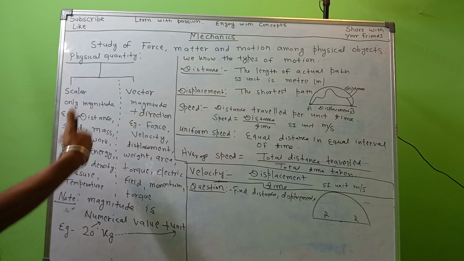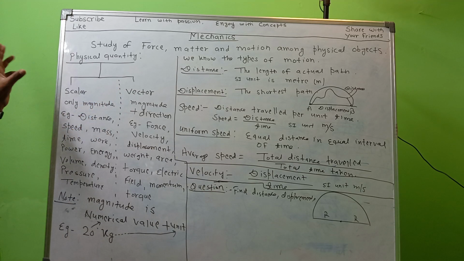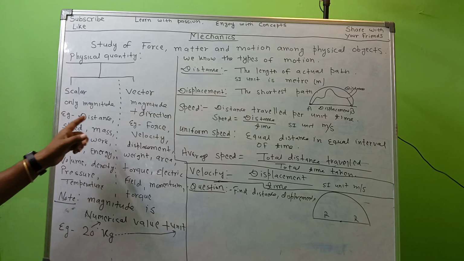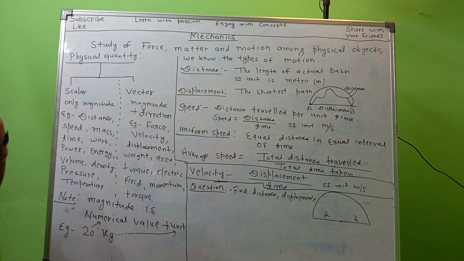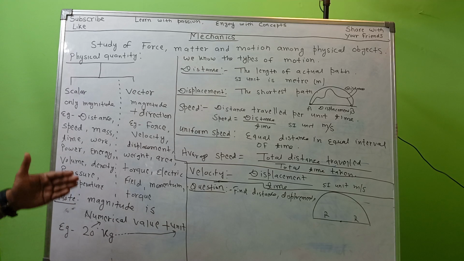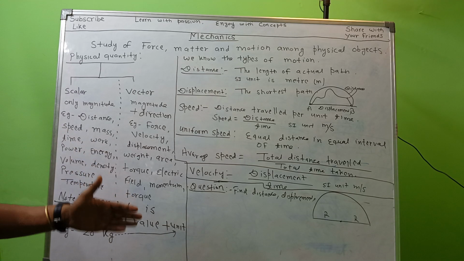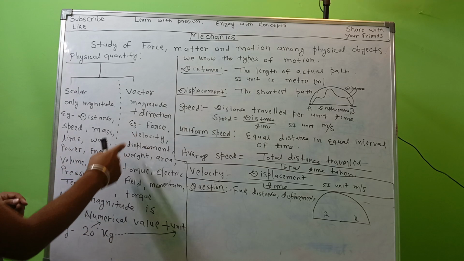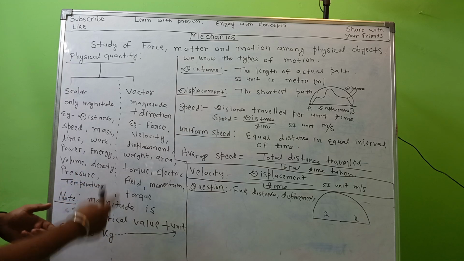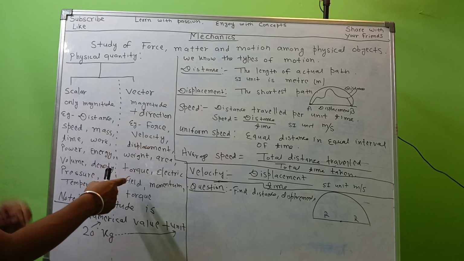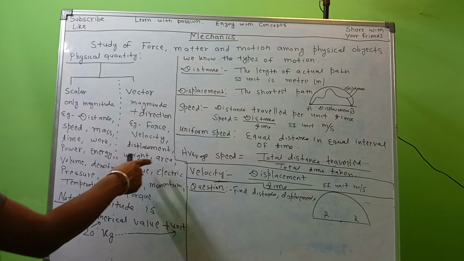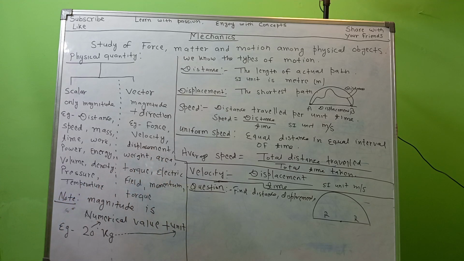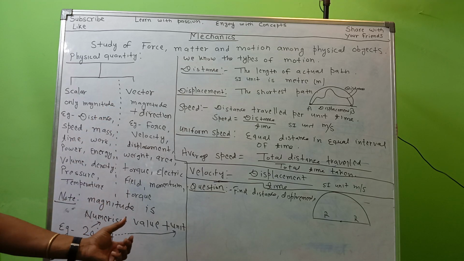Let's come to vector. What is a vector? It is also a physical quantity, but it has magnitude as well as direction. Like force. When we say force, it has magnitude of course and it has direction also. Velocity has magnitude and direction. Displacement has magnitude and direction. Weight, area, torque, electric field, momentum, all have magnitude and direction.